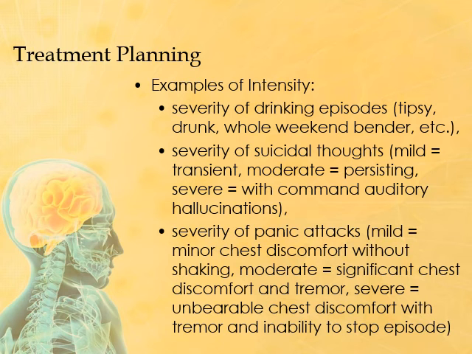So we looked at examples of frequency and duration. Now let's look at some examples of intensity. Here we look at the severity of drinking episodes. For example, there's a difference between tipsy, drunk, whole weekend bender. Those things are quite different, so we want to know how bad the drinking episode got. The severity of suicidal thoughts, whether we're talking about mild, transient, moderate, persisting, severe, with command auditory hallucinations, how bad do they get? The severity of panic attacks. So we're talking about mild, which is minor chest discomfort without shaking, moderate, significant chest discomfort and tremor, and severe, unbearable chest discomfort with tremor and inability to stop episode.